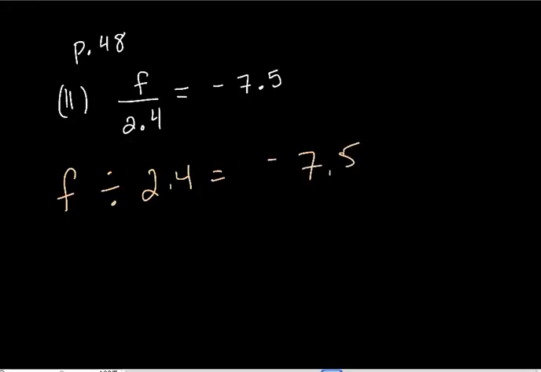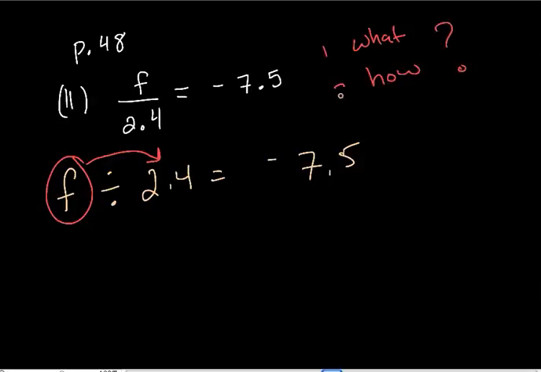Okay, so the first thing I'm looking at here is, where's the variable? Here it is. And how is it connected to something? Or what's it connected to? That's my first question. What is it connected to? And how is it connected? Those are my two questions I'm going to ask. So what is it connected to? It's connected to this 2.4. And how is it connected? It's connected by a division symbol.